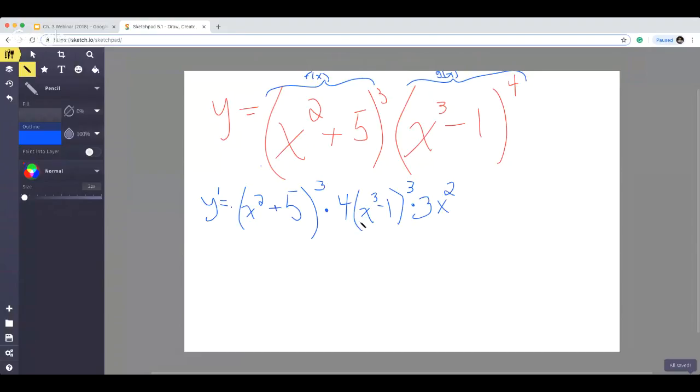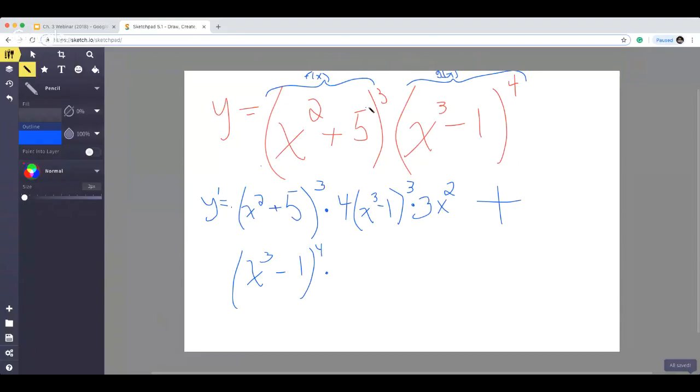And that's the first part of the product rule. Plus, I'll put a big plus sign. I'm going to go to a second line, but then we have to do the second thing times the derivative of the first. So the second thing is (x cubed minus 1) to the fourth, times the derivative of the first thing.